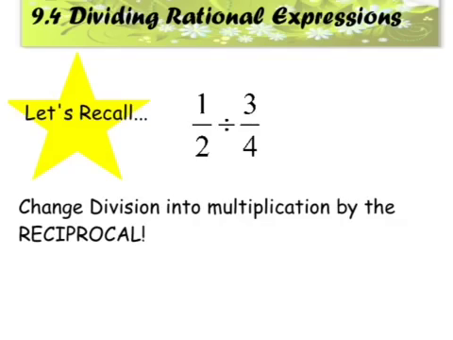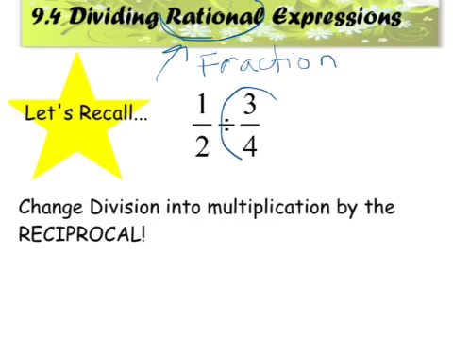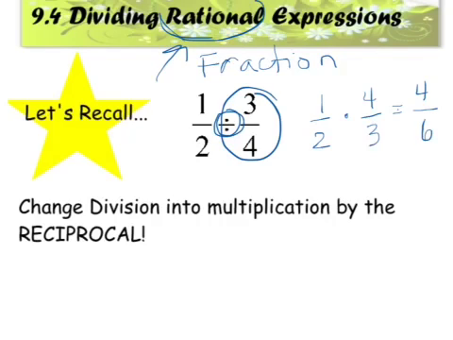Let's just think about what happens when we divide two fractions, because after all, a rational expression is just a fraction. Okay? So when we divide two fractions, we take that second fraction and flip it upside down. So instead of 1/2 divided by 3/4, we have 1/2 times 4/3. When we do that, we change the division into multiplication. And then we just multiply straight across. We get 4 over 6, and of course we're going to simplify to 2/3.